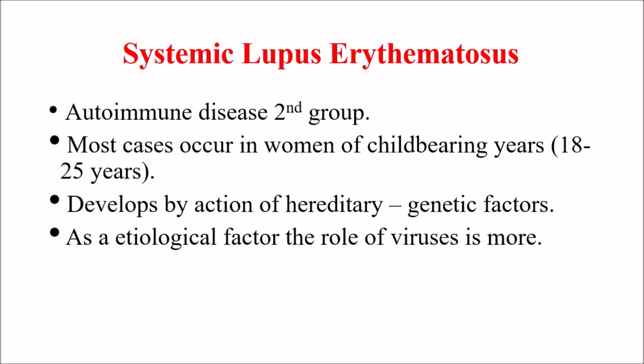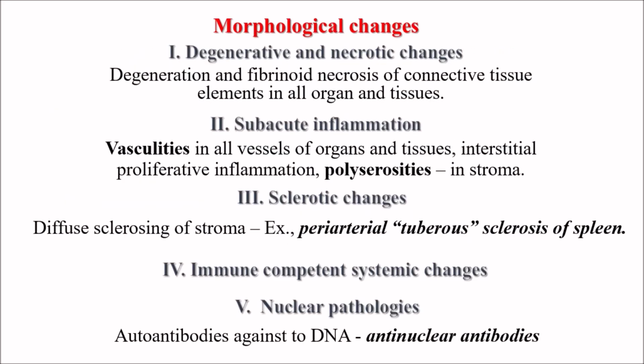Now we continue our lecture with the next disease, systemic lupus erythematosus, or shortly you can call it lupus. This is the second group of autoimmune diseases. Most cases occur in women of childbearing years, starting from 18 to 25 years, and develop by the action of hereditary genetic factors. As an etiological factor, the role of viruses is considered.